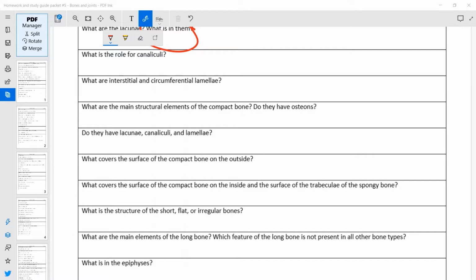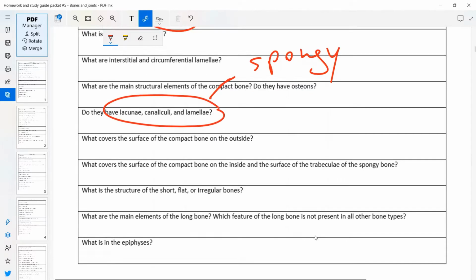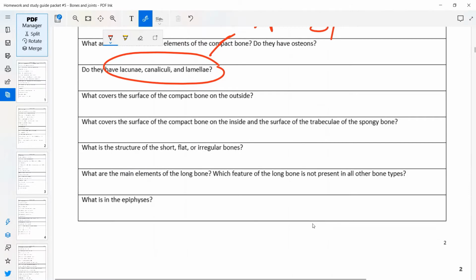For spongy bone, major structural elements are trabeculae. They do not have osteons. They don't have central canals. They do have lacunae, canaliculi, and lamellae though. The surface of the compact bone on the outside is covered by periosteum. On the inside, compact bone and the surface of the trabeculae in the spongy bone are covered with endosteum.